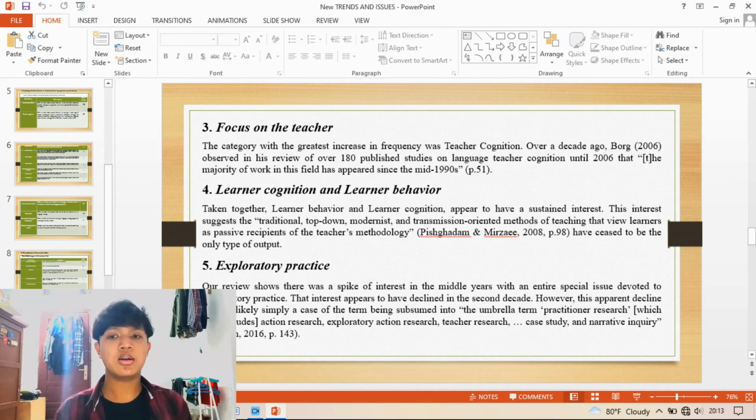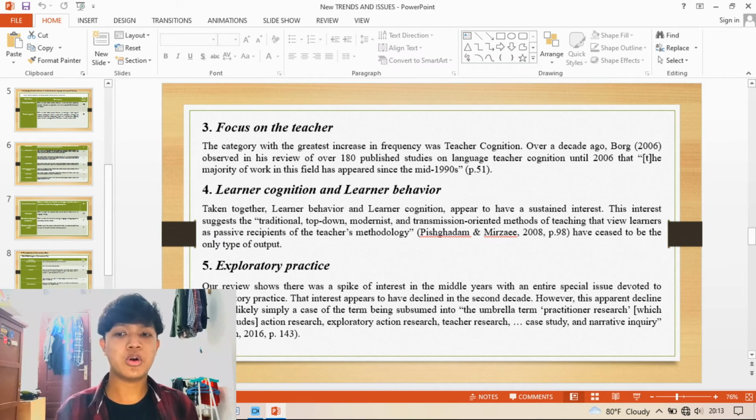Number 4, learner cognition and learner behavior. Taken together, learner behavior and learner cognition appear to have a sustained interest. This interest suggests the traditional top-down, modernist and transmission-oriented methods of teaching that view learners as passive recipients of the teacher's methodology have ceased to be the only type of approach.